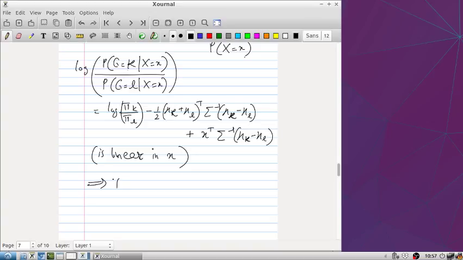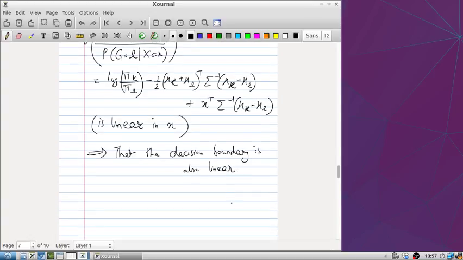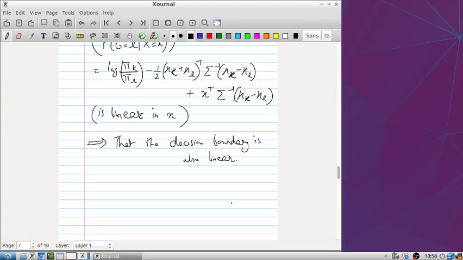This implies that the decision boundary is also linear. Why is that the case? Because remember, what was the decision boundary? The decision boundary is where you don't know which class you belong to, whether you're on the left side or the right side. When does that happen? It happens precisely when the probability of G equal to some class l given X equal to x is equal to the probability of G equal to k given X equal to x for some other class. So let's say at a given data point, the probability that it belongs to one class is the same as the probability it belongs to another class. Then this is the probability that you're matching.